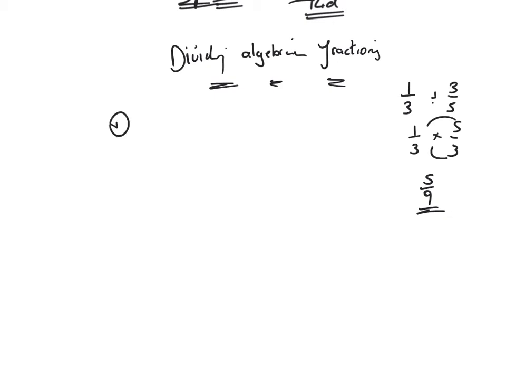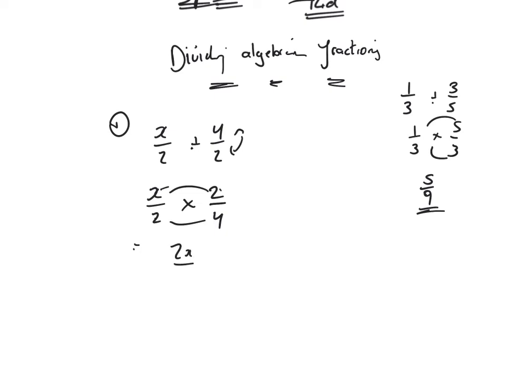So let's try an example 1. x over 2 divided by y over 2. So change the divide to a multiply and flip the second fraction on its head to give you 2 over y. And then multiply the fractions as we've just done with the previous 9 examples. x times 2 is 2x, and 2 times y is 2y. Those two cancel to give me a final answer of x over y.